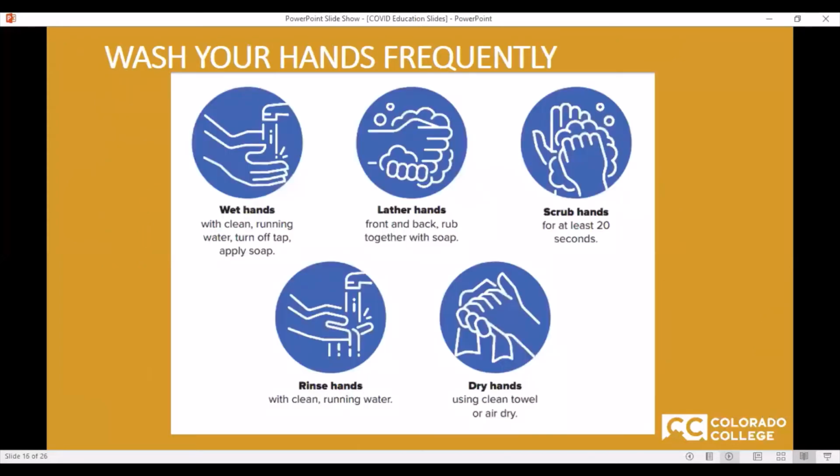As a reminder, it's the best practice to wash your hands frequently with soap and running water. Wet and lather, then scrub for at least 20 seconds before rinsing well under running water. If you don't have access to soap and running water, you can use a liquid hand sanitizer that contains at least 60% alcohol.